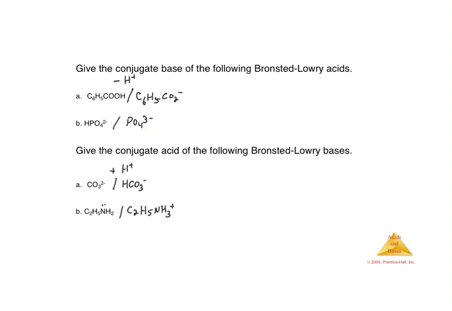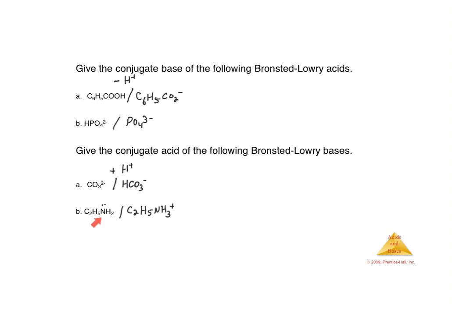For our Bronsted-Lowry bases now, the proton acceptors, if carbonate accepts or adds one H+ ion, we're going to add that to the molecule. We get bicarbonate here. Notice the difference in charge, right? You start with 2 minus, you add an H+, you go to HCO3 minus.